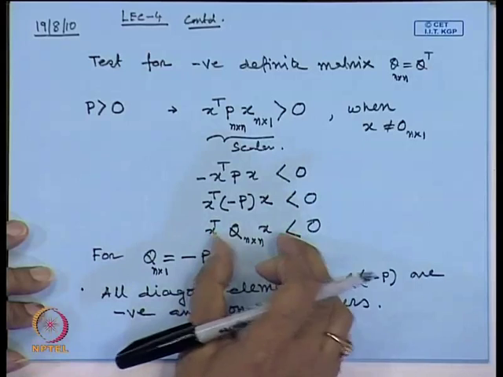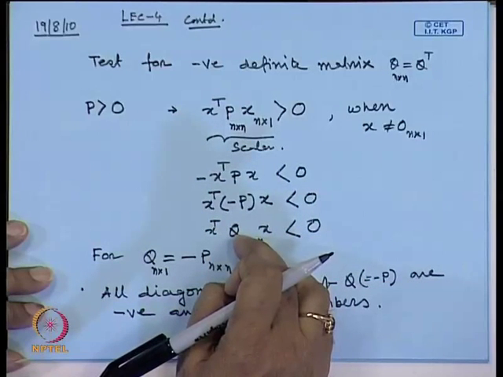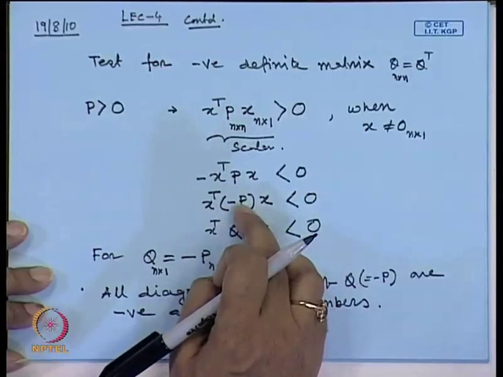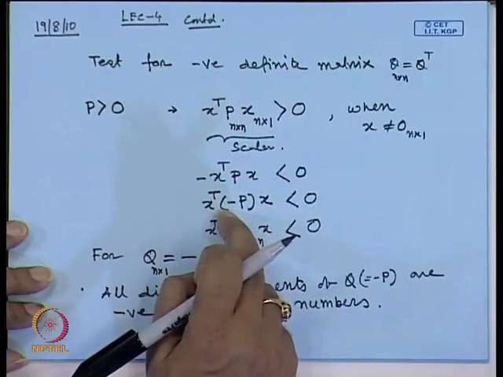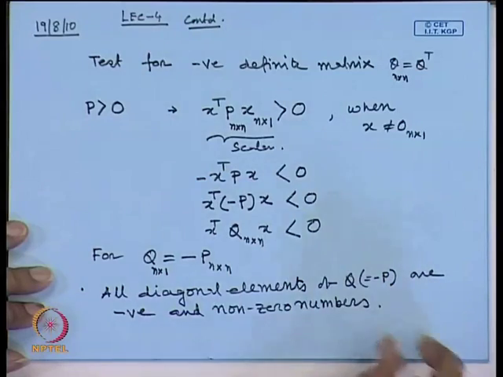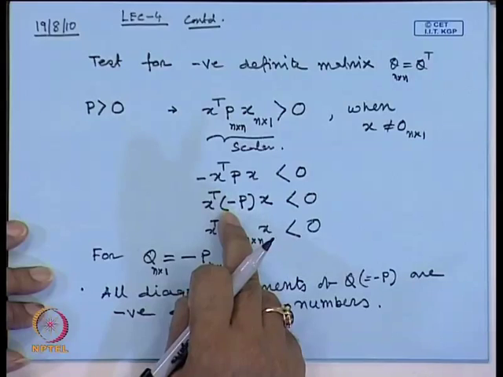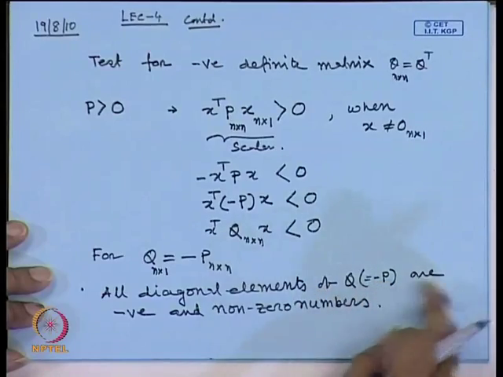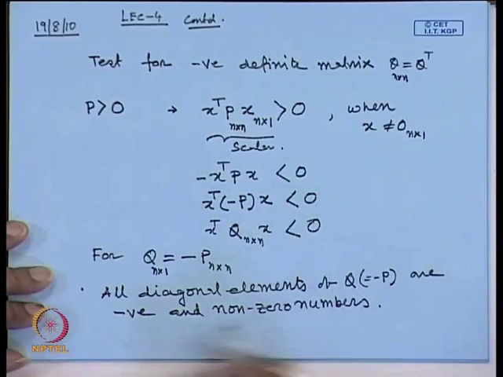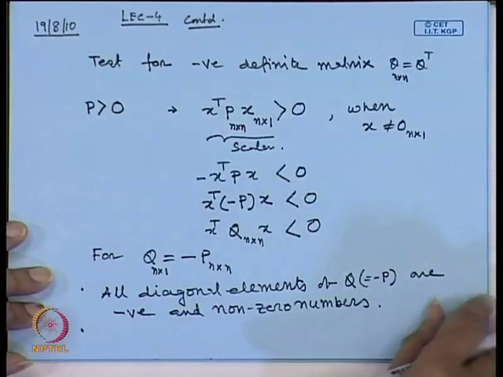So, this less than 0 means Q must be negative definite, and Q is nothing but a minus P, where P is positive definite, which we started from, multiplied by minus 1. All the diagonal elements were previously positive, and since it is multiplied by minus 1, all the diagonal elements will be negative. That means all the diagonal elements of Q are negative and non-zero numbers. Next, you see this one.